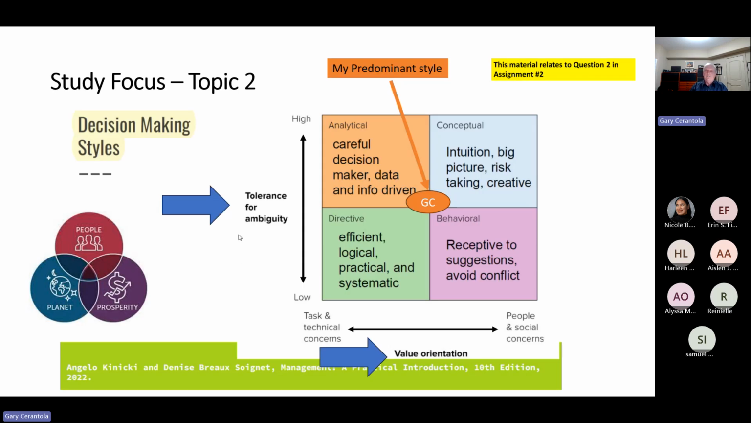Just to give you an idea, where I fit, right, in terms of what's my predominant style. Well, I'm really high on the conceptual and really high on the analytical side. Well, of course, I'm a chemical engineer, and that's kind of what drives me. And again, so not as much in terms of being a directive decision maker or a behavioral type decision maker. It's all about where are we going and how is this going to fit into the overall piece of getting to the best place for the organization. And that's where I kind of fit in.